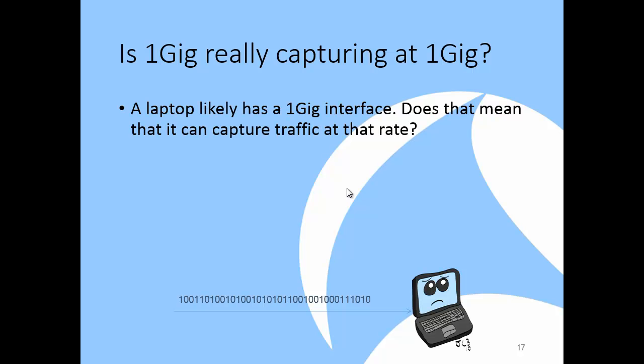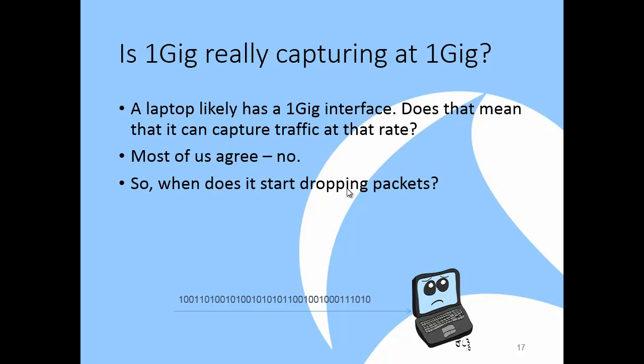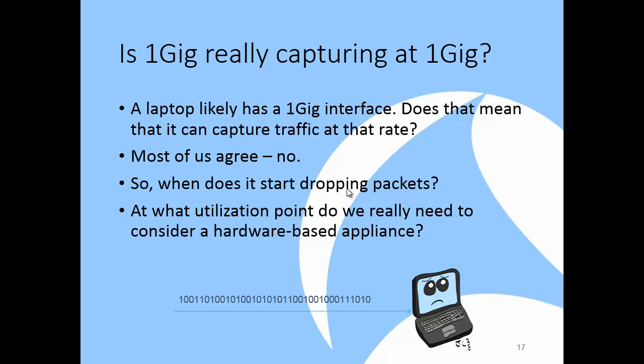If I connect my machine to the network, it likely has a 1 gig interface these days. But does that mean that my laptop can capture traffic at 1 gig speeds? Well, most of us would agree that our machines cannot keep up with a high rate of traffic. But the question then becomes, when does it start dropping packets? What is the percentage of traffic that I can be sure my machine can keep up with? Or alternatively, when should my eyebrow go up? At what point should I be concerned that my machine is not keeping up?